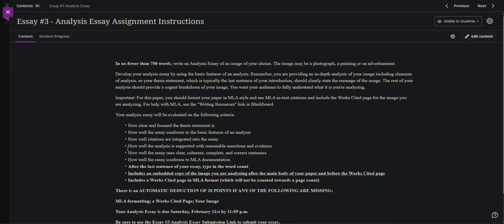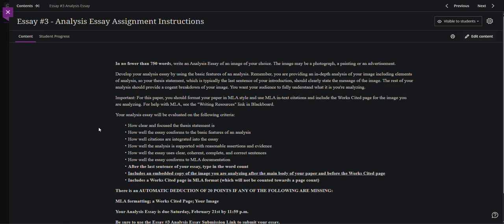Make sure you have your works cited page for this one. If you don't have a works cited page for all the information that you're using, then it will be 20 points off. So it's 20 points off if you don't have that, you don't have the MLA formatting, and also if you don't include the image in your paper, which we'll go over here in just a second.